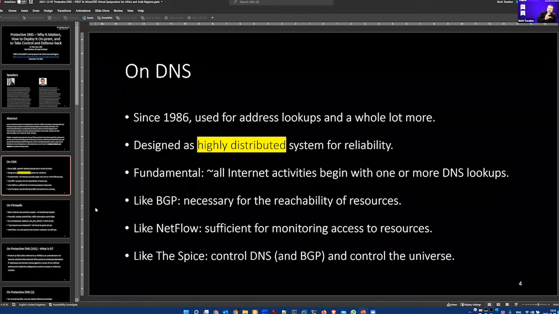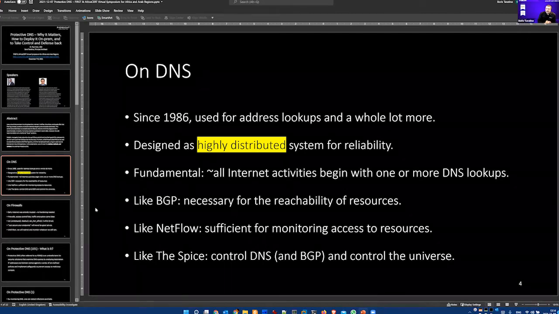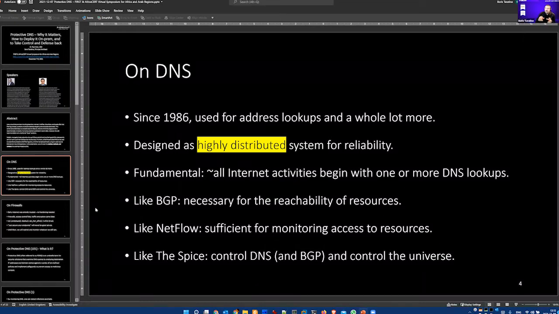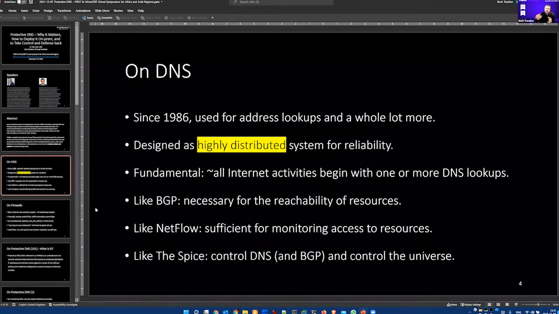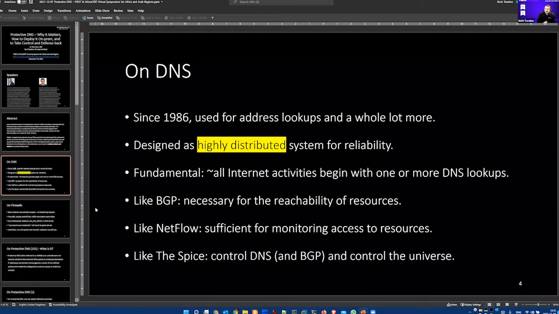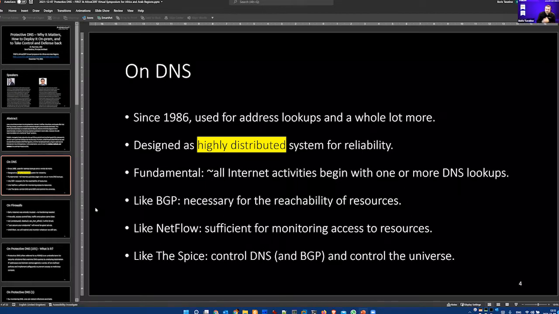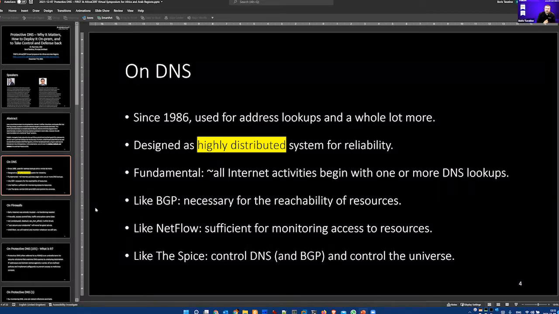So DNS is a fundamental protocol, the same way as BGP. And your life on the internet starts with this too. First, you need to understand where you need to go, and then BGP will take over and actually bring you there. So one is an address book, and the other one is a roadmap. Whoever controls DNS and BGP controls the internet. Once again, think of Facebook recently, within the last couple of months.